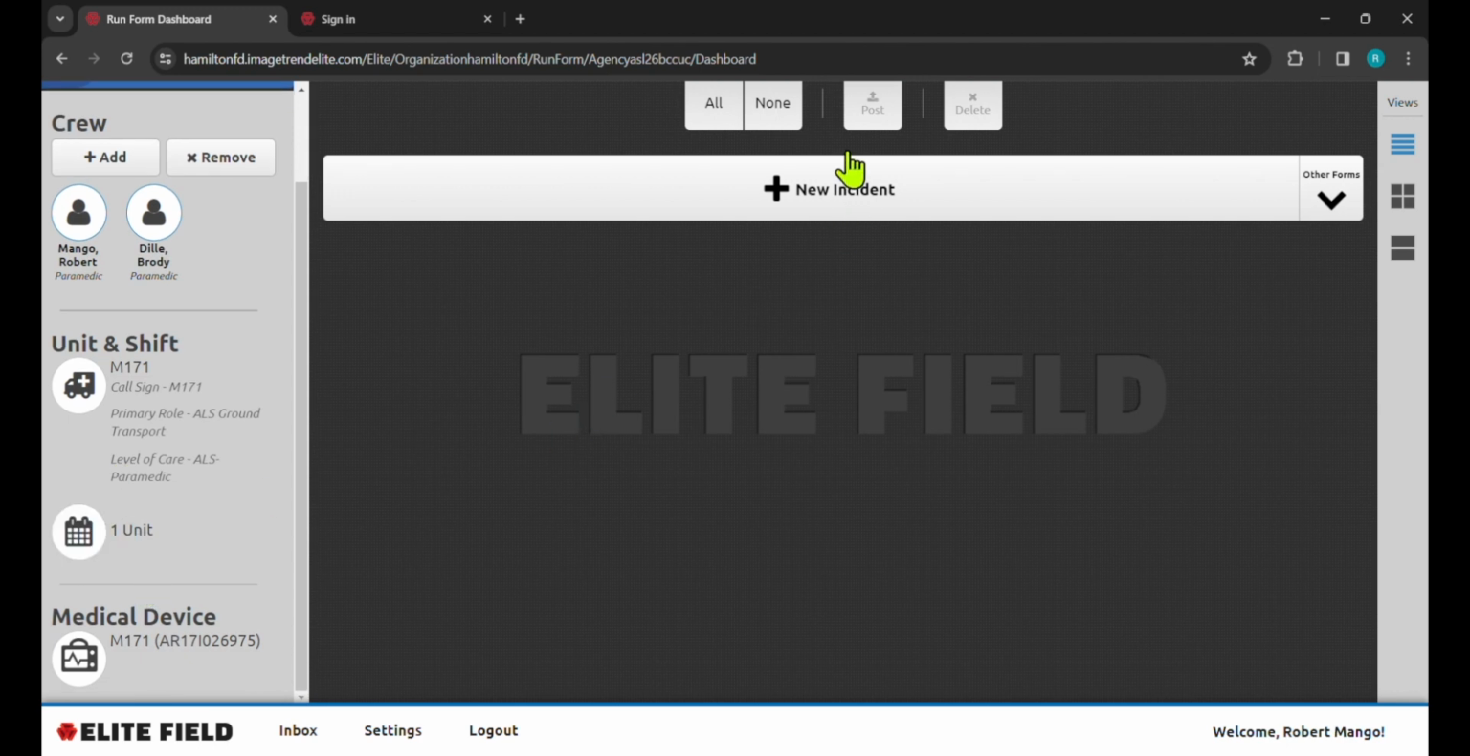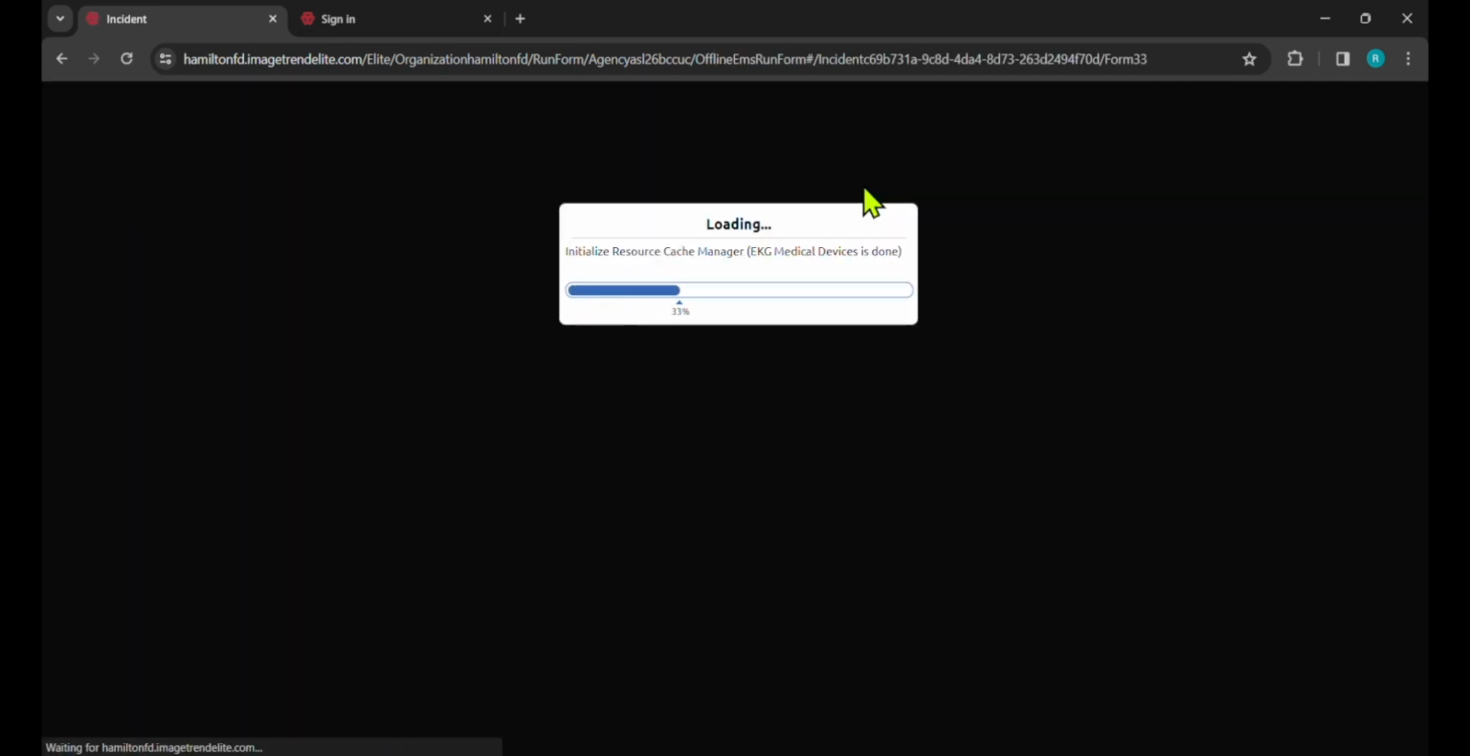So let's go through an incident. So there are different views here. Obviously it's not changing views because there's nothing there, but you can look at thumbnails. It's my personal opinion, I prefer a list. I would say most people usually leave it in list view, and we're going to hit new incident.